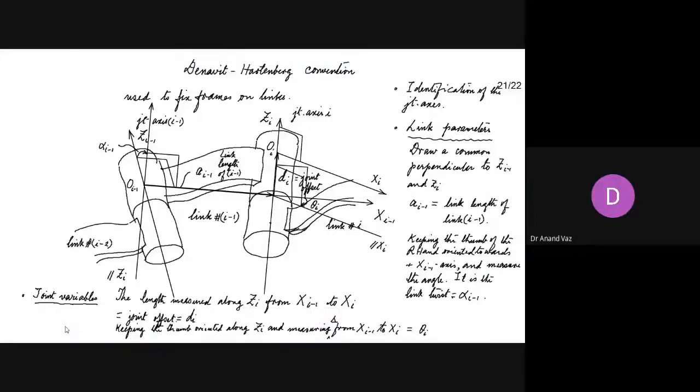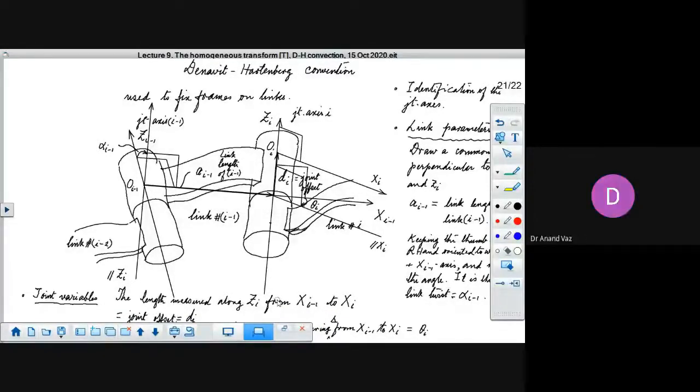Hello, sir. How do we draw the Xi here? See, just the same procedure as we did for Xi minus 1. I did not draw another link here, but I could have drawn another link here. Here you had Zi, here we have Zi plus 1. Xi is the common perpendicular to Zi and to Zi plus 1. I have not shown Zi plus 1 here because then the figure becomes too messy. Is it clear? Yes, sir. Any other query?